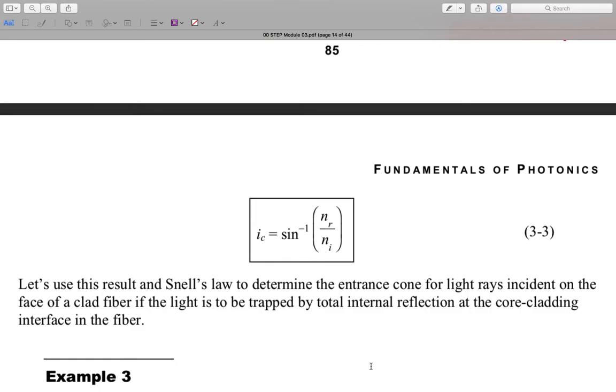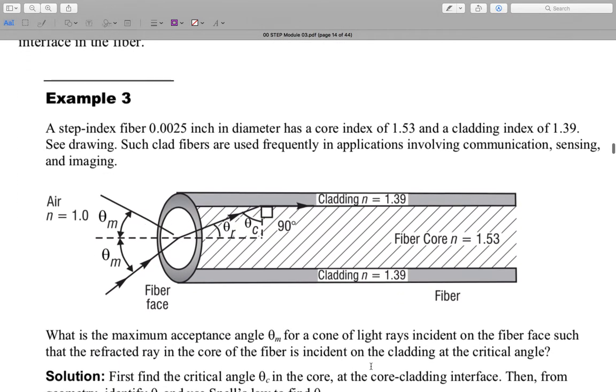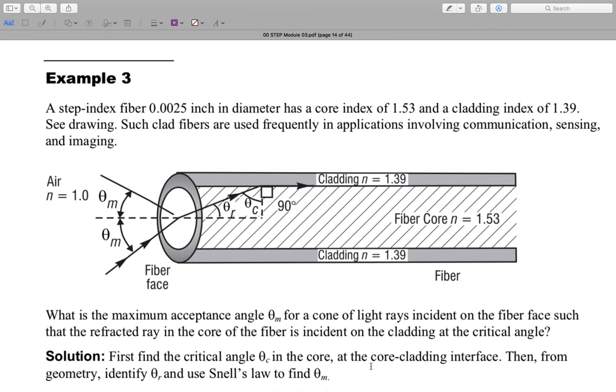Let us use the results now to determine the entrance cone for the light rays incident on the face of the clad fiber, such that the light is trapped by total internal reflection at the core cladding interface in the fiber. Example 3. A step index fiber 0.005 inch in diameter has a core index of 1.52 and a cladding index of 1.39. See the drawing. Such clad fibers are used frequently in applications involving communication, sensing, and imaging.